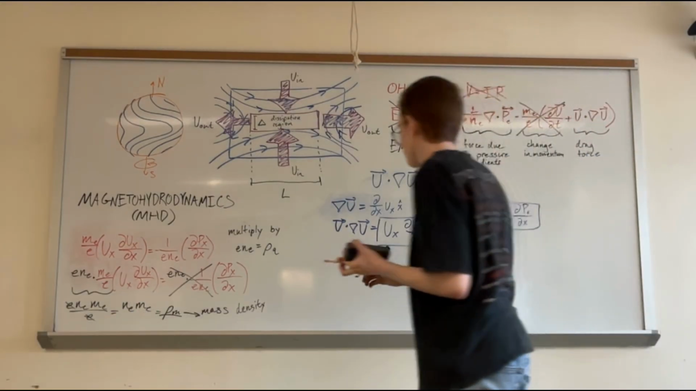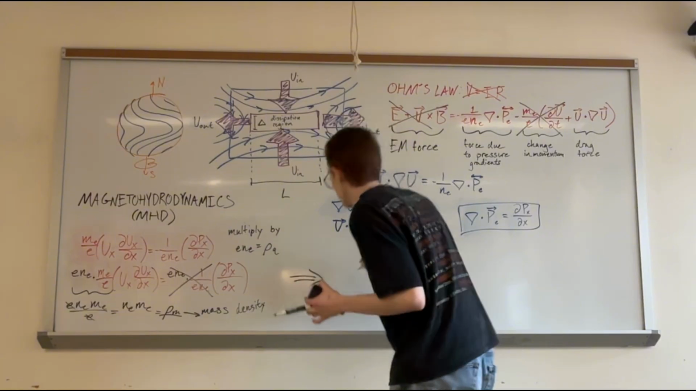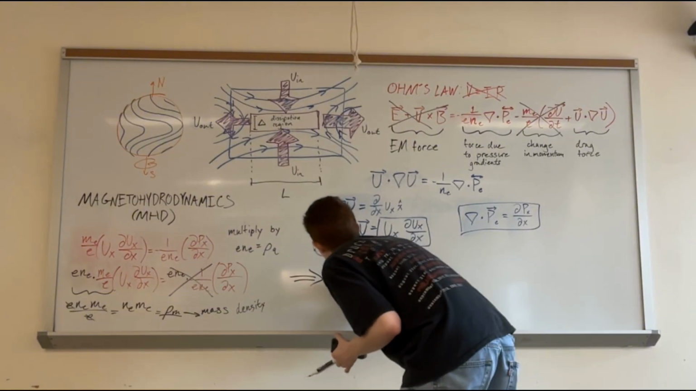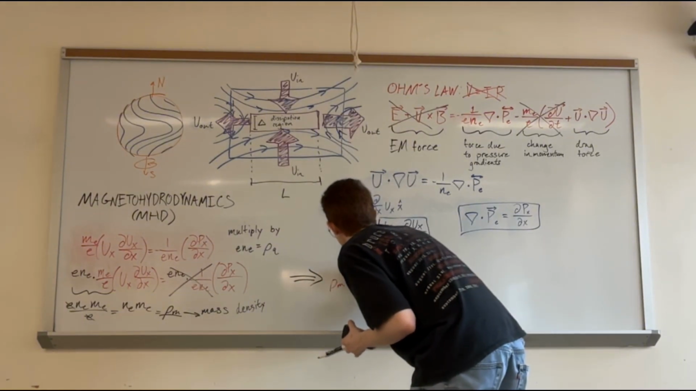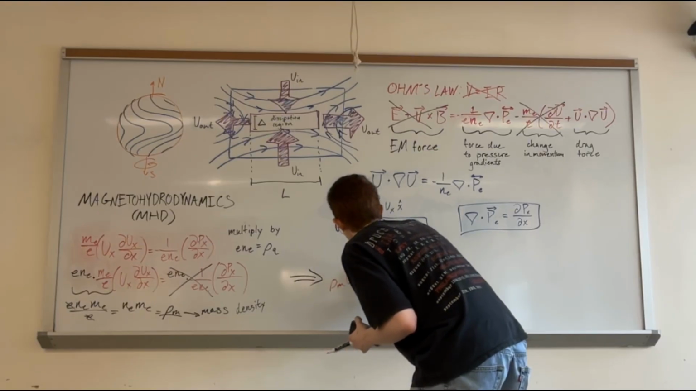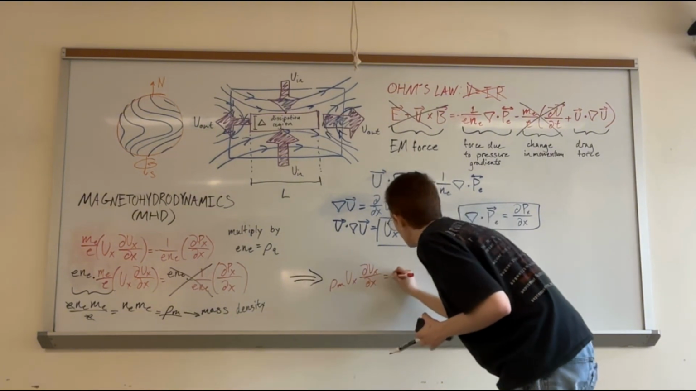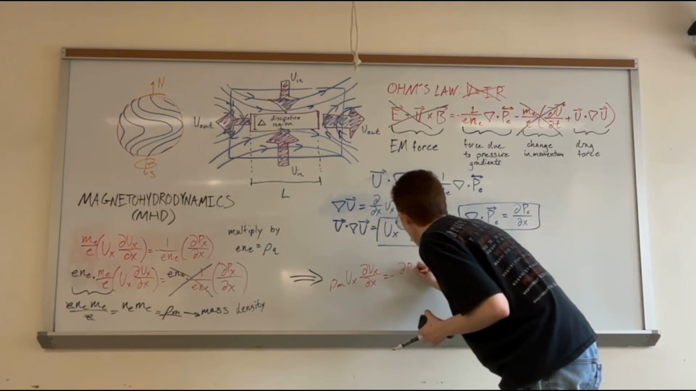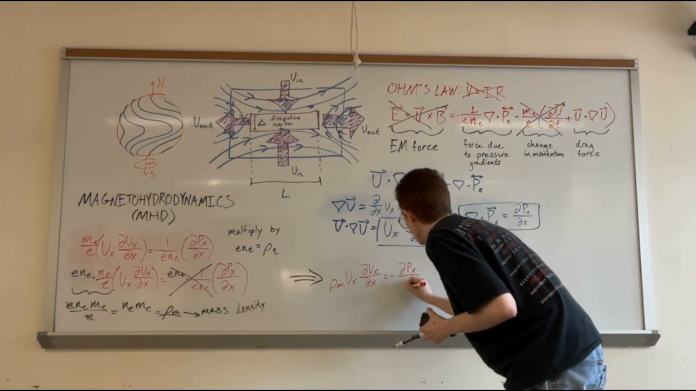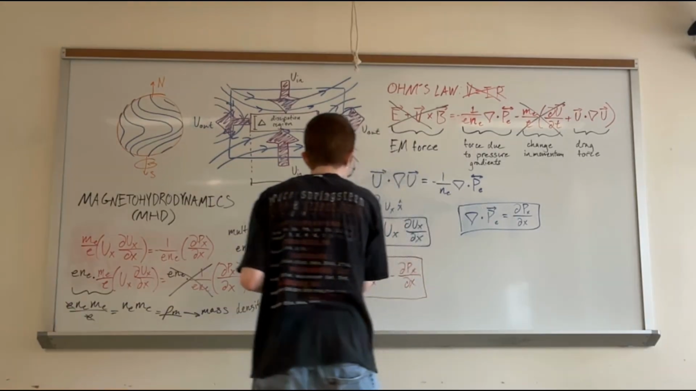Okay, so we have rho_m times u_x du_x/dx equals negative dp_x/dx.